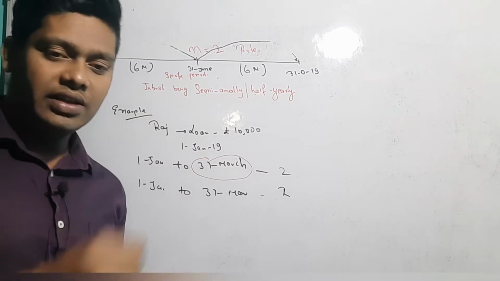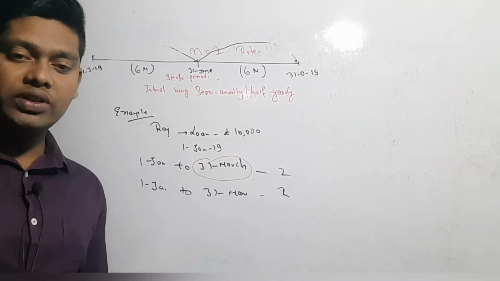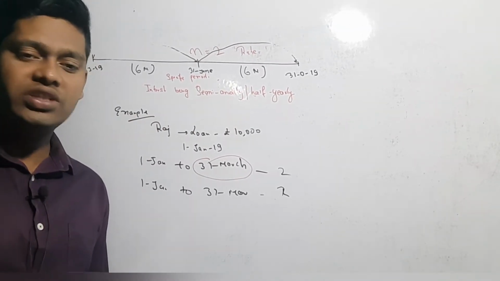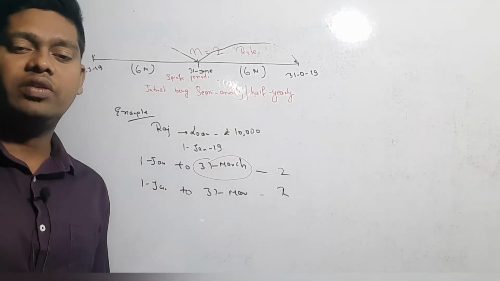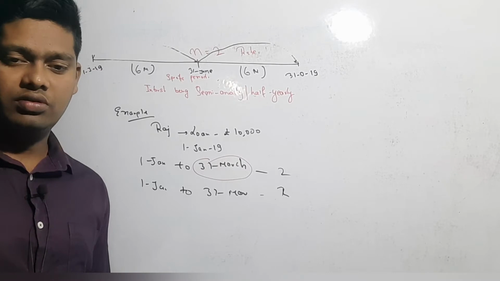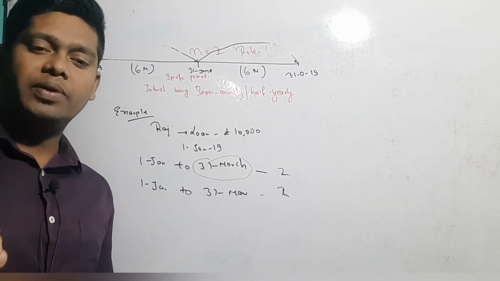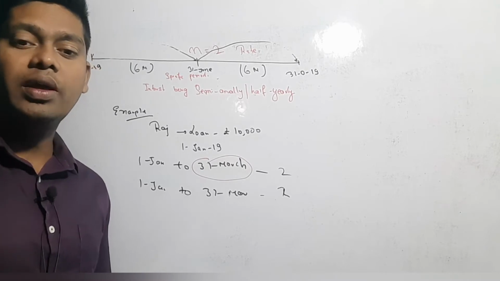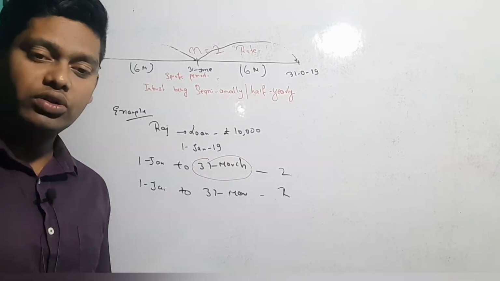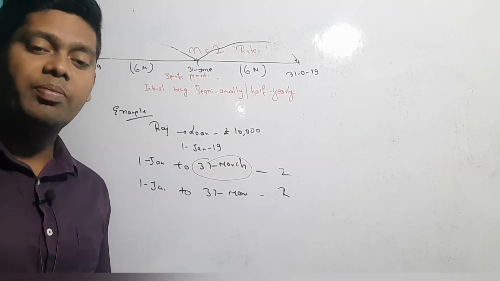Okay, the rate is there. What will you do with the rate? In case of annually, there is no change in the rate. But in case of semi-annually or half-yearly, the rate will get halved. If the rate is 12% per annum, it means for 1 year it is 12%; for 6 months it will not be 12%, it will be 6%. Means you are reducing the interest by half.